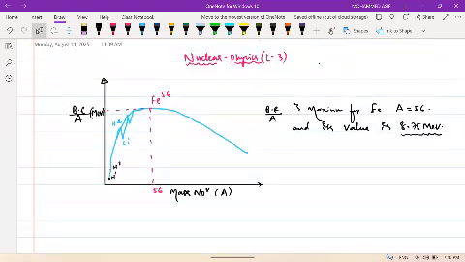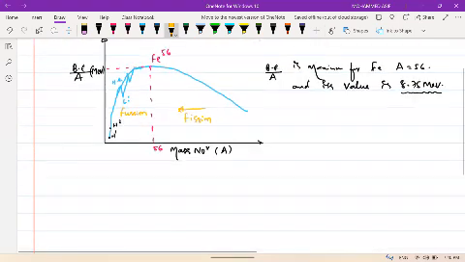All the lighter elements like hydrogen, helium, lithium, they undergo a process called what? Fusion. And all the heavier elements will undergo a process called what? Fission. That means heavier elements will try to break and attain the stability of iron. Lighter elements will add up to attain the stability of iron.